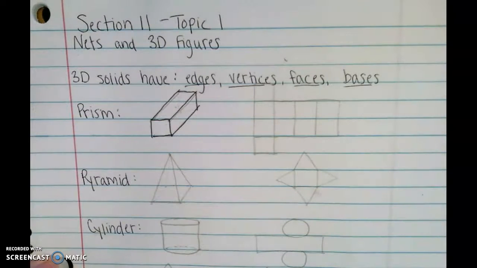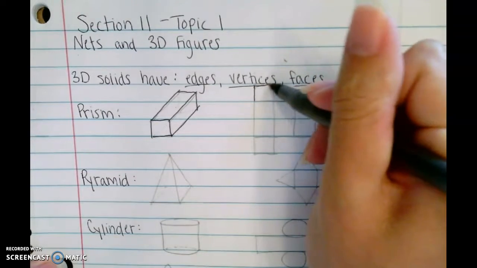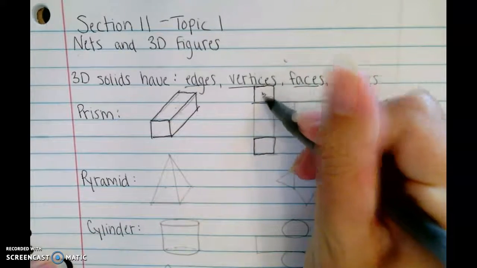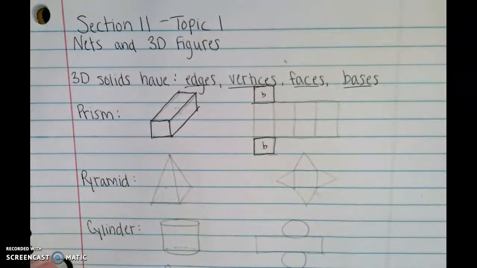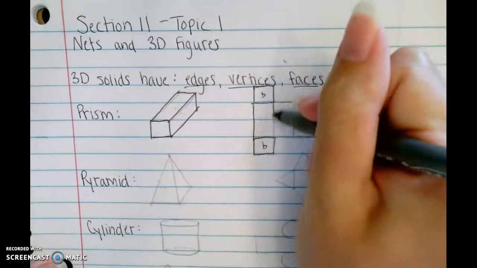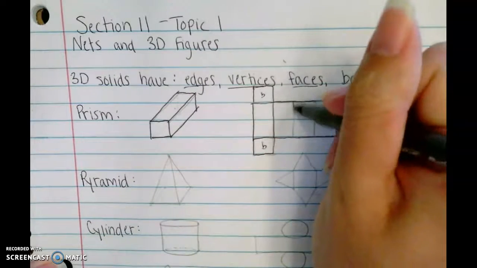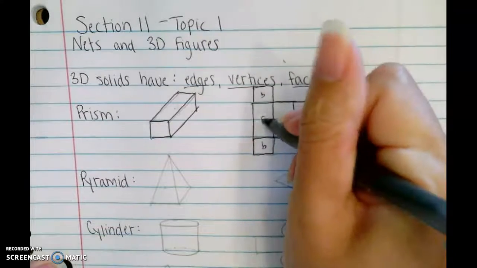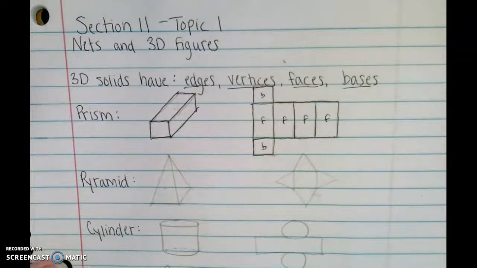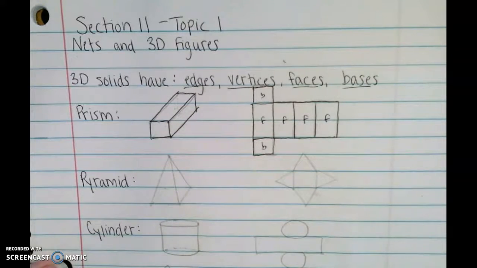So you can lay this shape out in a net. So what this would look like is our two bases, and the faces kind of wrap around the bases. The edges are the lines, the segments around the outside of the shape.